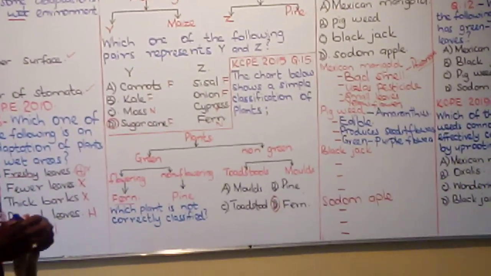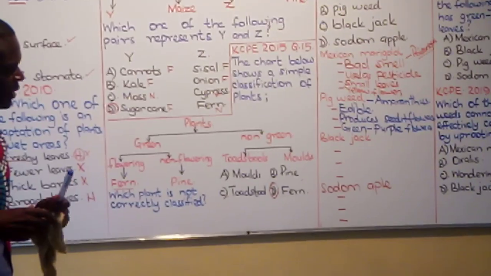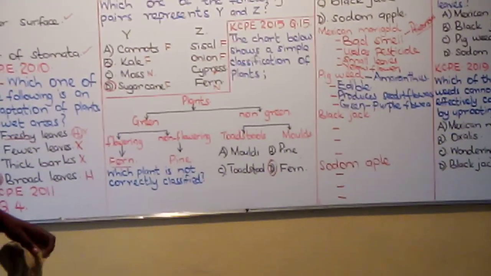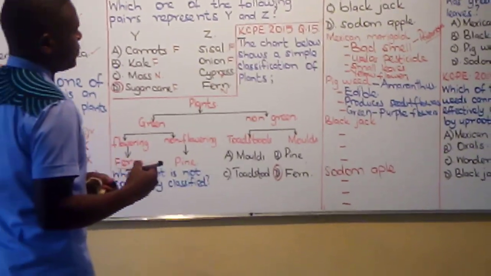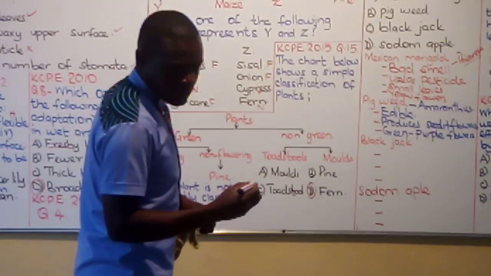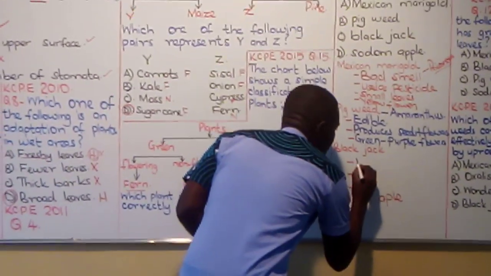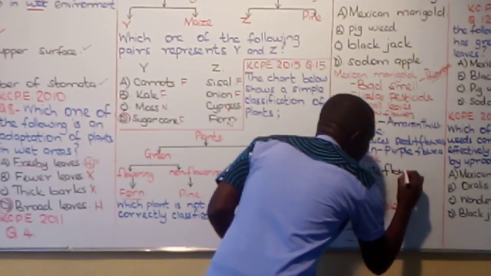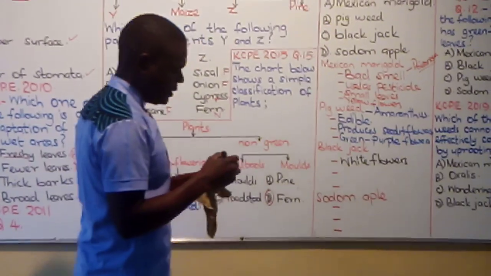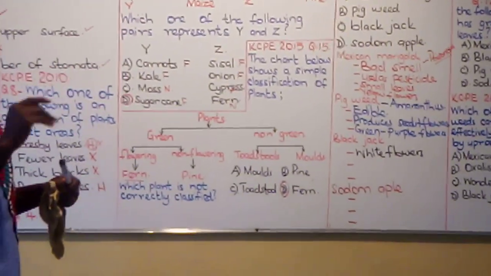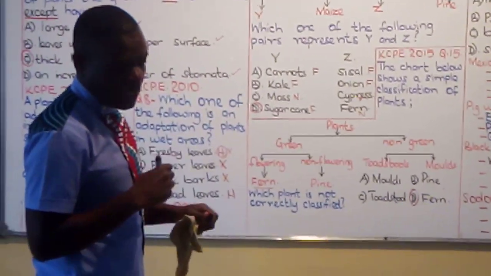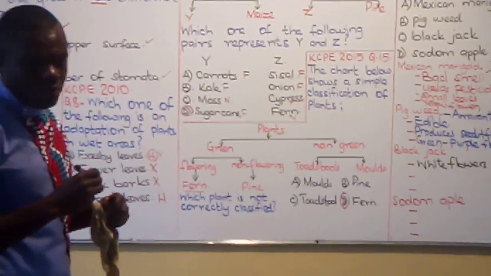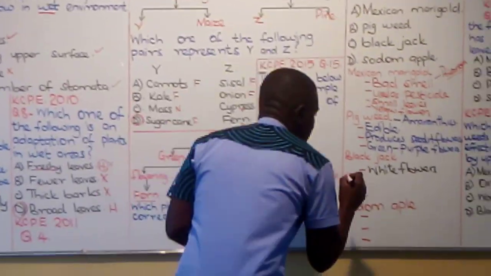Then let's come to blackjack. Now blackjack has white flowers. You see white flowers, you know that is blackjack. And the fruits are black. Black fruits with hooks.